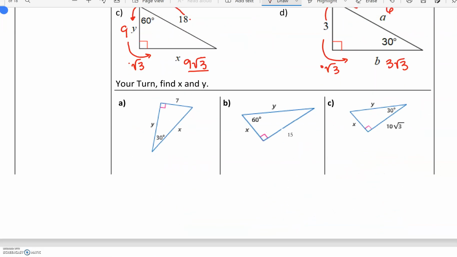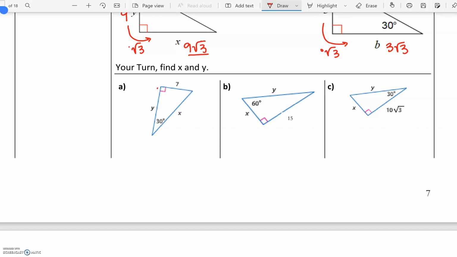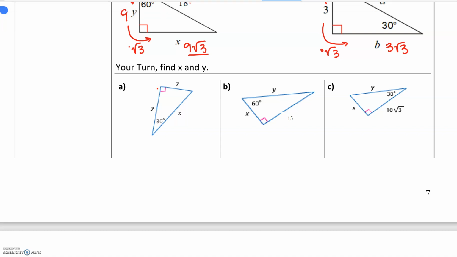All right, your turn. So pause, try these 3 again. Use your rules up at the top there to assist you. So we have short, long, and then hypotenuse. Short, long side, hypotenuse. So try those 3 and then check when you're ready.